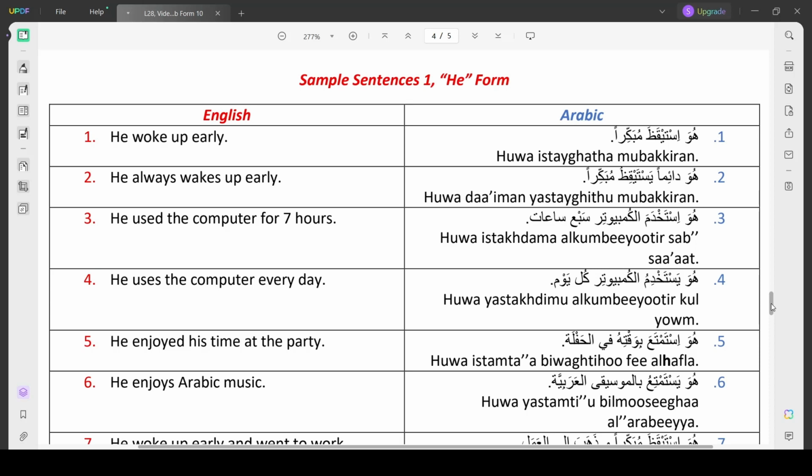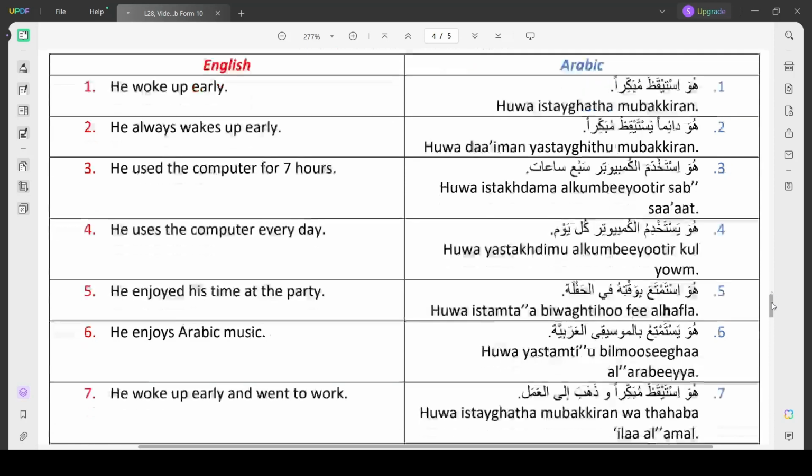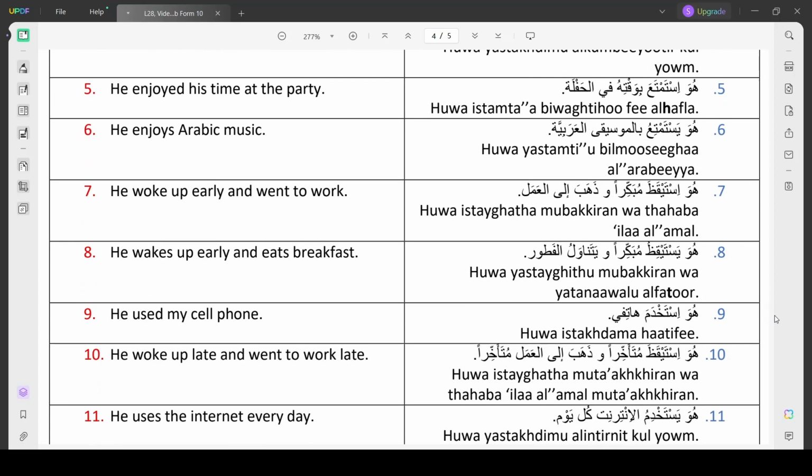Number 4. He uses the computer every day. هو يستخدم الكمبيوتر كل يوم. Number 5. He enjoyed his time at the party. هو استمتع بوقته في الحفلة. Number 6. He enjoys Arabic music. هو يستمتع بالموسيقى العربية.